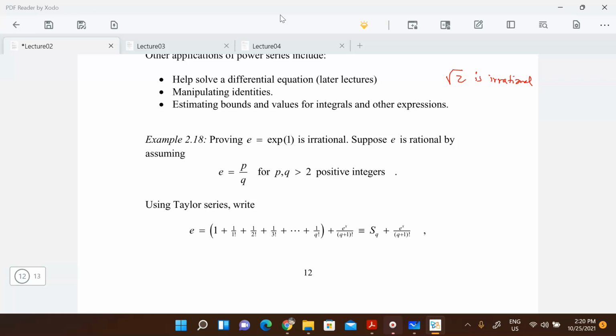So let's assume the opposite, which is saying that e is rational. So e is going to be an integer divided by another integer with no common factors. Of course we would like to have p and q greater than 2.